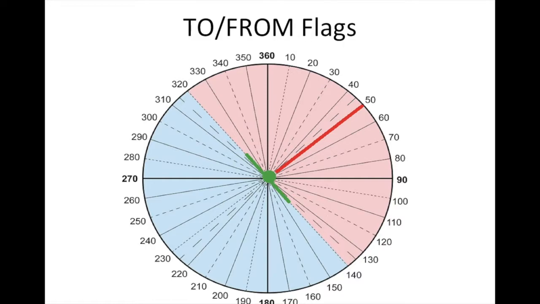Let's look at another example so we understand this thoroughly. Let's say my radial of choice is 230. I selected 230 using my OBS and the CDI, the course deviation indicator. So that means if I am selecting the 230, and my aircraft lies anywhere in that blue section, which is between 140 and 320, that will be a FROM indication. If I'm in the pink side, it will be a TO indication.